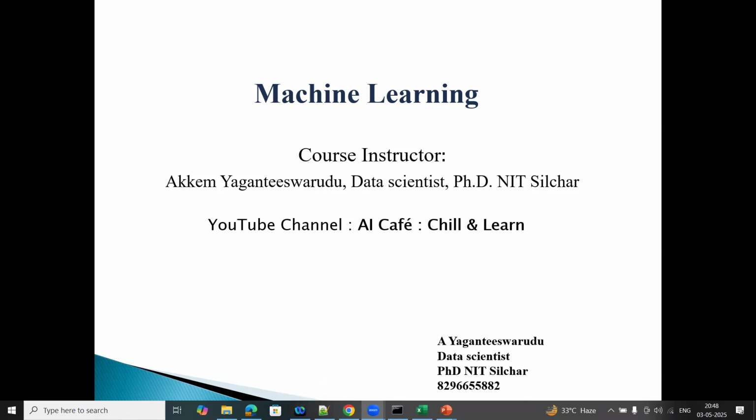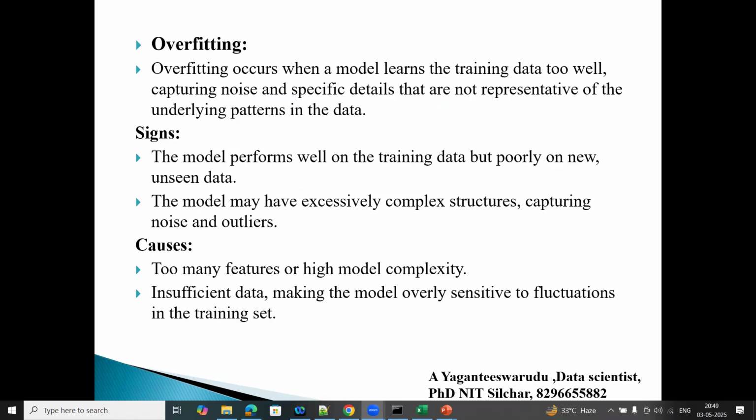Today I'm going to discuss one of the very important topics: what is the difference between overfitting and underfitting. In interviews you can expect this question: what is overfitting, underfitting? Explain with an example. You need to get clarity on what exactly overfitting is, what underfitting is. You need to explain with some simple example. Let us go in depth on what overfitting and underfitting are.